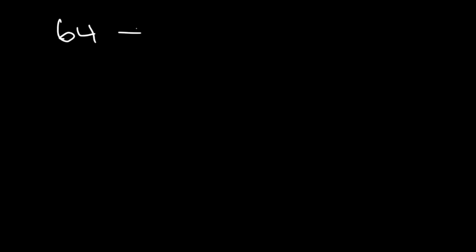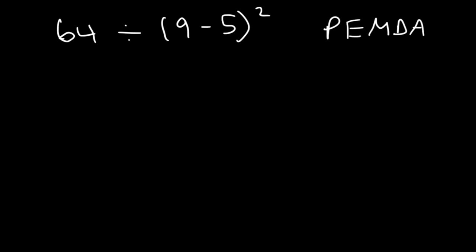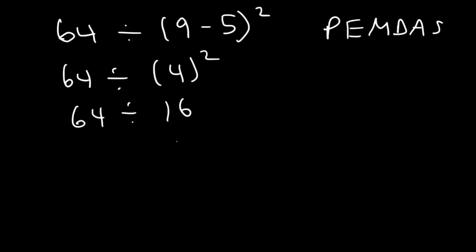Here's the last example for this particular video. Should we divide first or should we work with what's inside the parentheses? As a general rule, always evaluate the stuff inside the parentheses. 9 minus 5 is 4. 4 times 4, or 4 squared, is 16. 64 divided by 16 is 4. And so that's it.